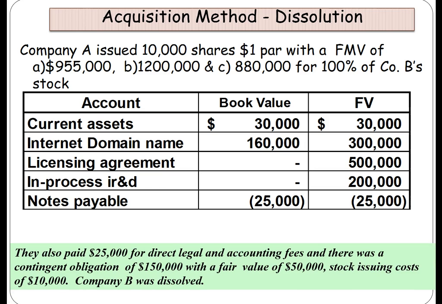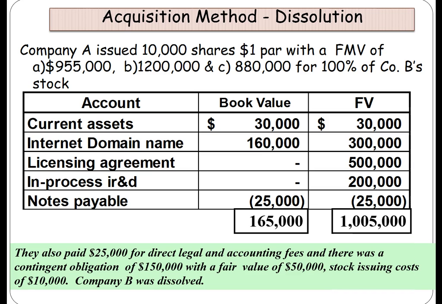They also paid $25,000 for direct legal and accounting fees, and there was a contingent obligation of $150,000 with a fair value of $50,000. Stock issuing costs were $10,000. Company B was dissolved. So the first thing we'd look at is what is our net book value. We can see that the book value is $165,000 and the fair value is $1,005,000.